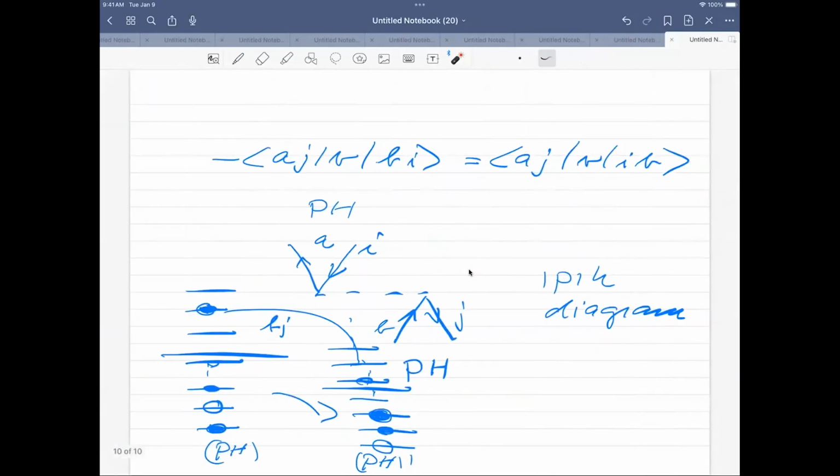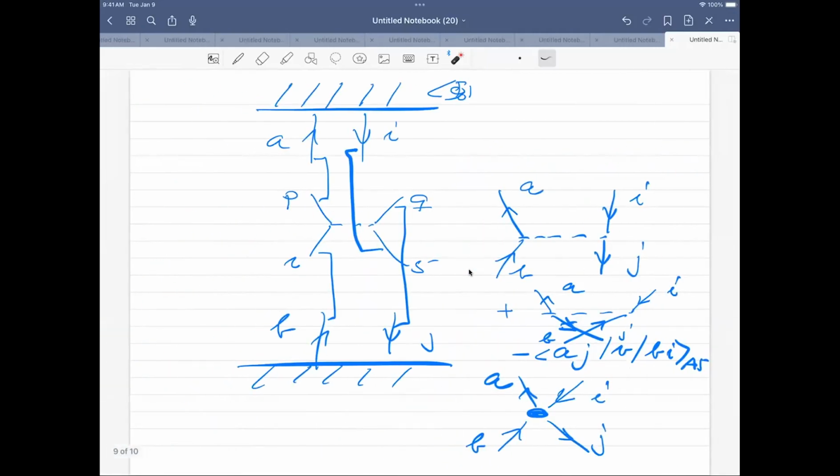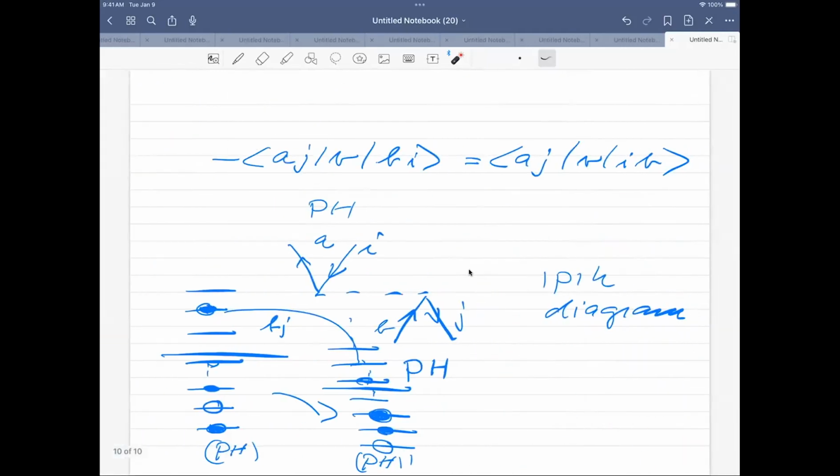On the other hand, when I look at this diagram here, I don't have a hole line which goes through the whole diagram. I have two hole lines, and every even number of hole lines is going to give us a factor of plus. So if we count the number of hole lines, we have a hole here and a hole here, but we also have a hole line which goes through the whole diagram. And that gives rise to a factor of minus. So there are going to be some kind of diagram rules here, which we are going to set up at the end.